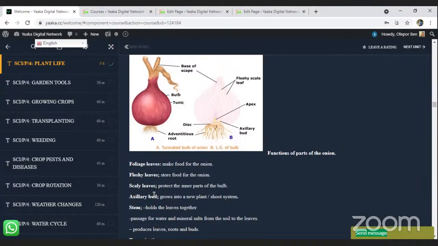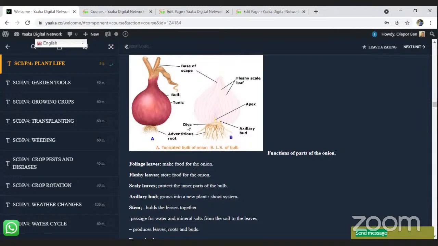Then the axillary bulb, this one is the one which grows on the side and it can grow into a new plant. Like you can see this one, it will continue growing and then it becomes a new one, a new young plant. It will get out and grow and becomes a new bulb, a new shoot or a new plant.